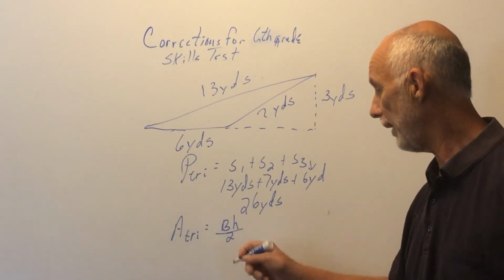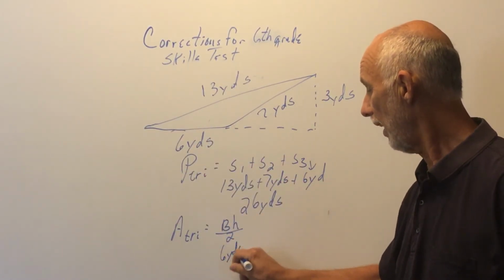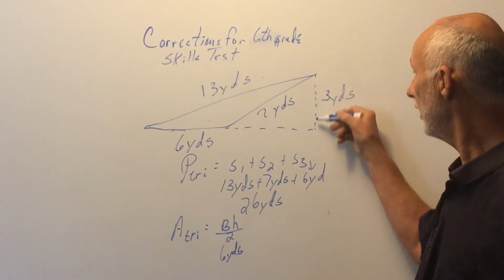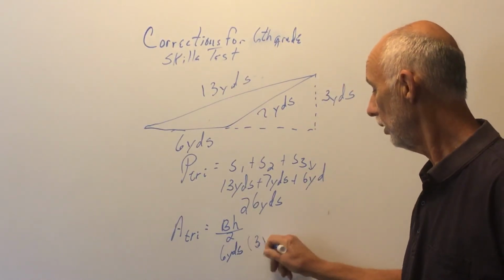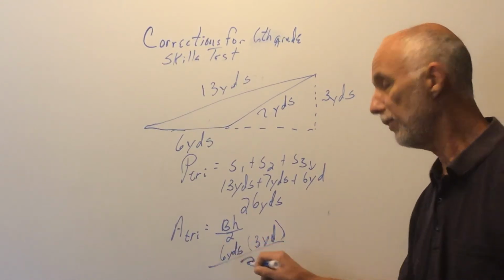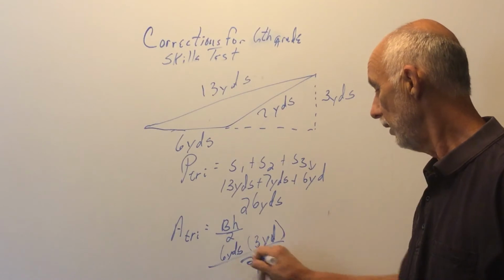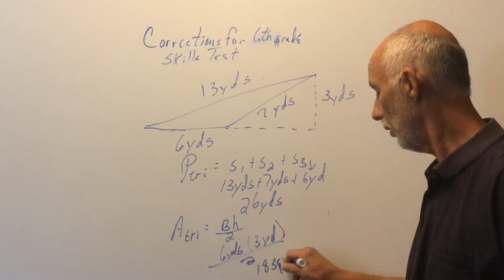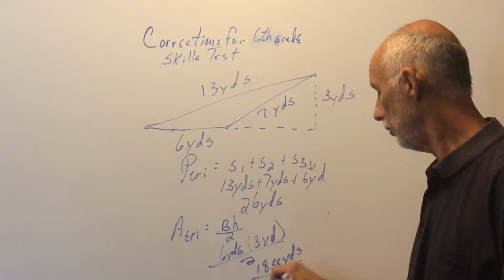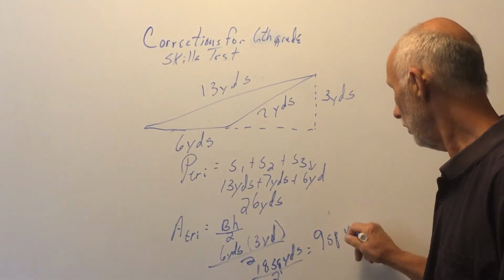So anyway, the base here would be the bottom, which is 6 yards, and the height would be the imaginary dotted line, which is 3 yards. And then order of operation would be multiply before you do fractional division. 6 times 3 is 18. Yards times yard is square yards over 2, and that comes out to equal 9 square yards.